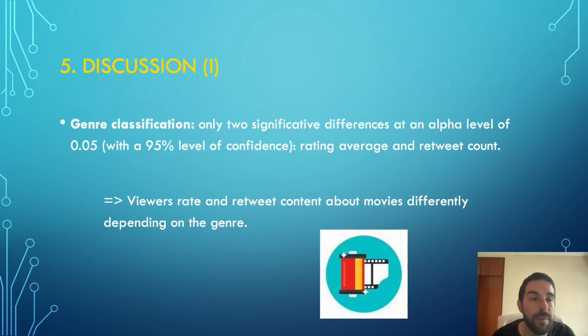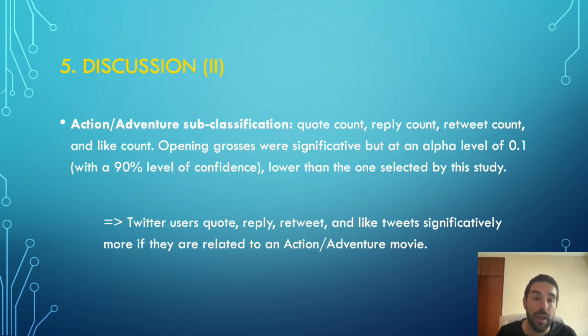So after studying all the variables, we can see that there are only two significant differences at an alpha level of 0.05, that is rating average and retweet count. In that case, it means that viewers rate and retweet content about movies differently depending on the genre. On the other hand, for the action adventure superclassification, we can see that quote count, reply count, retweet count, and like count, the four counts of Twitter, have shown a statistically significant difference, with an alpha level of 0.05. For opening grosses, it was almost 0.1, as we have seen. So, Twitter users quote, reply, retweet, and like tweets significantly more if they are related to an action and adventure movie.